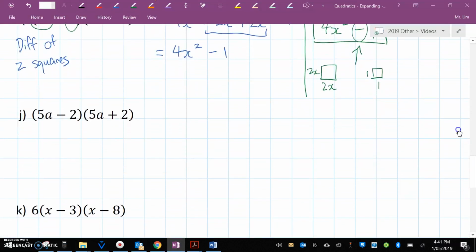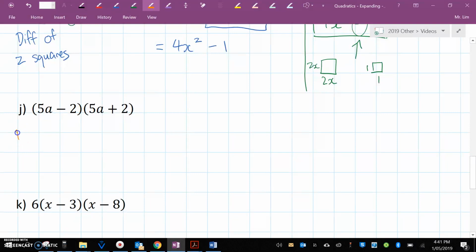Question J is also a difference of two squares. So, I'm going to use the shortcut method. I'm going to square the first term, put my minus sign, square the second term. And that's it.